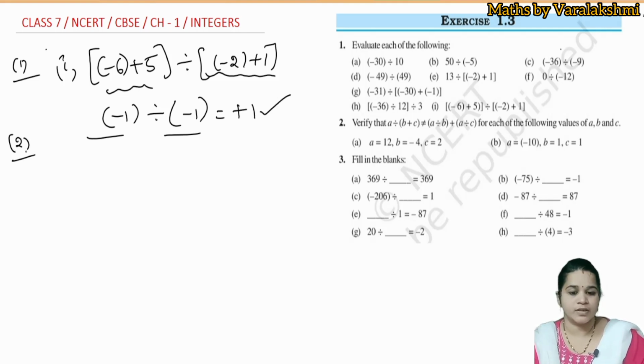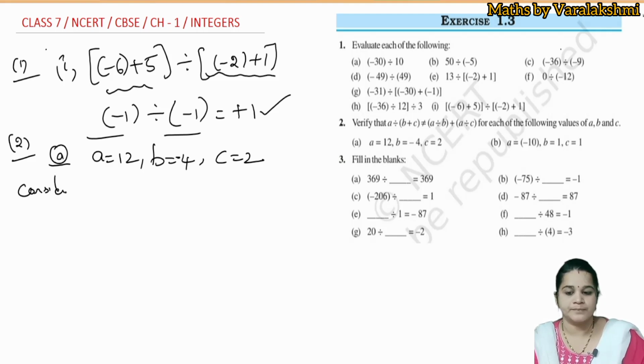Now the second question: verify a divided by b plus c is not equal to a divided by b plus a divided by c for each of the following values. So the first sub question is given by a equal to 12, b equal to minus 4 and c equal to 2. Now we need to substitute these values in that particular given equation.